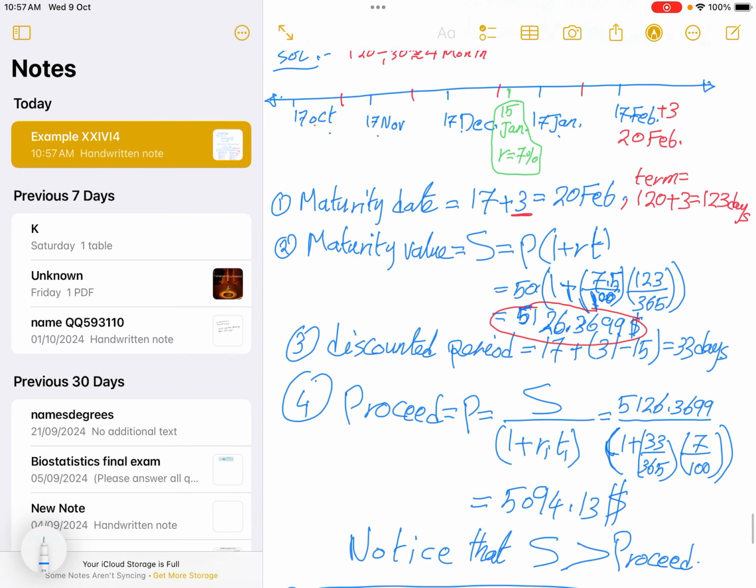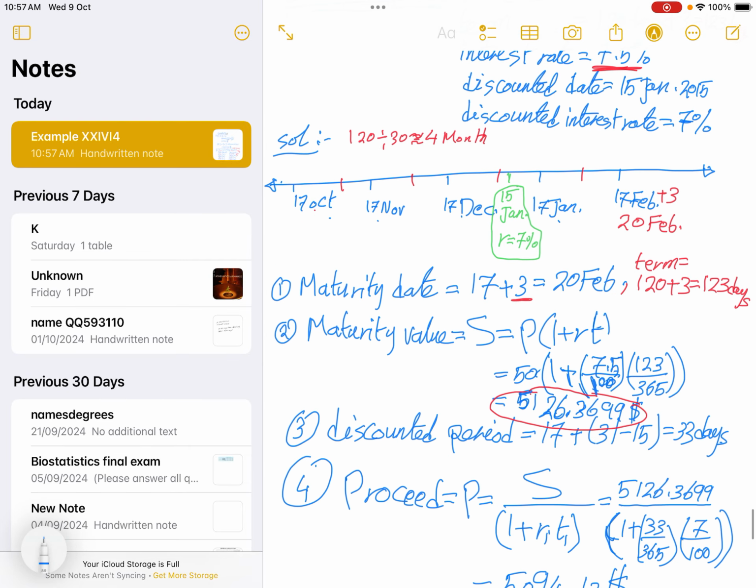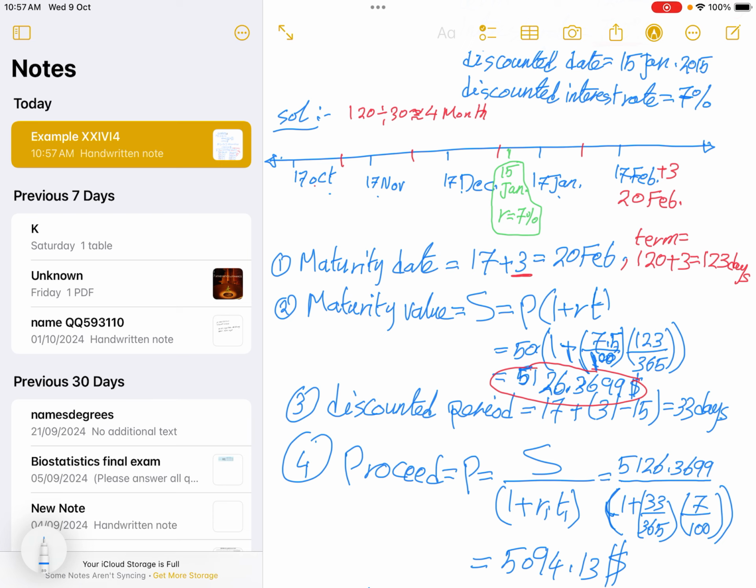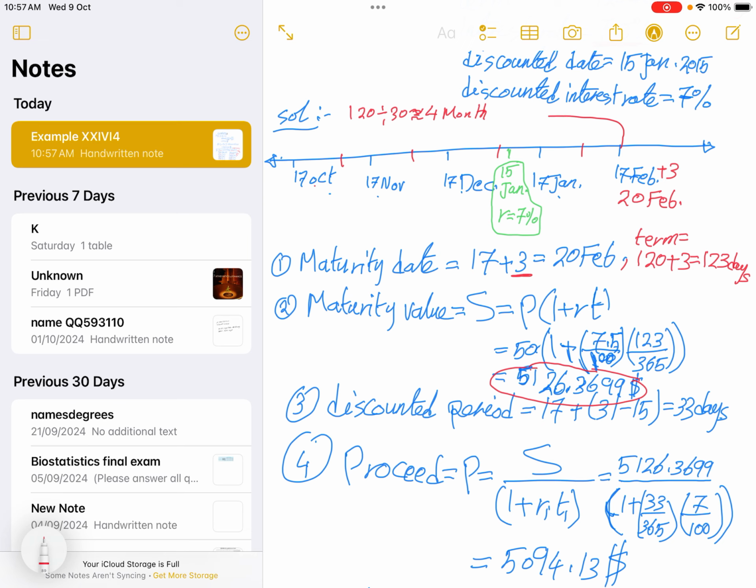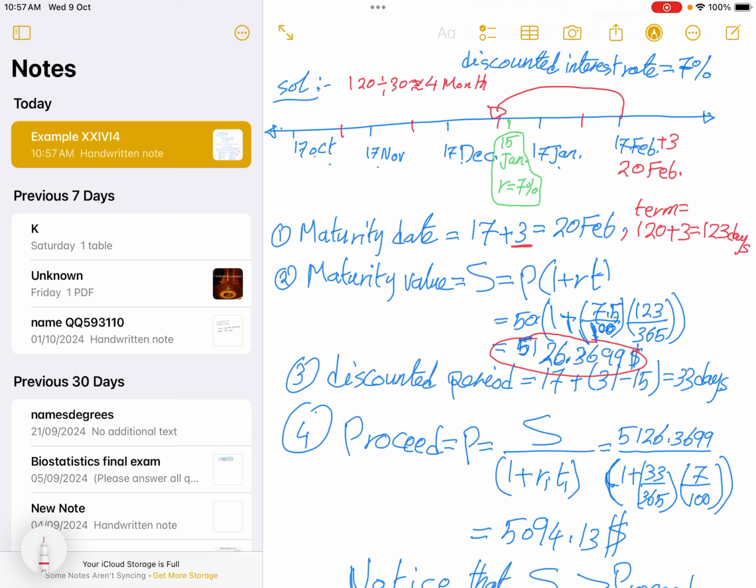Discounted period: you must count since you have the discount date at 15 of January. The discounted period will be from 15 January to 17 February, which is 31 of January minus 15 plus 17 of February, which is 33 days.